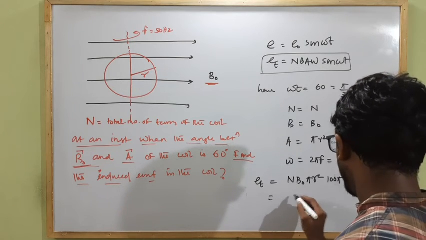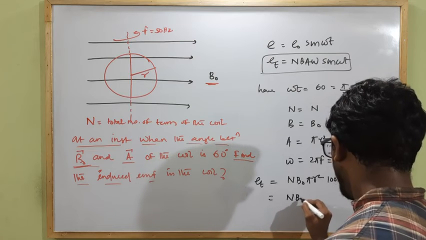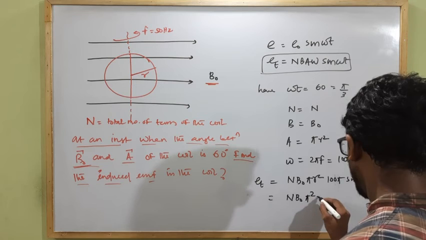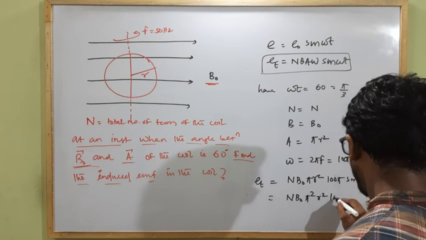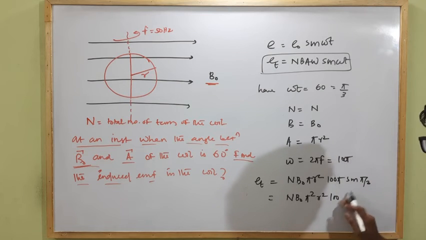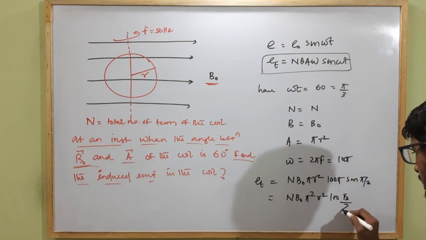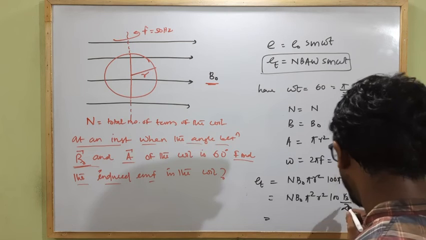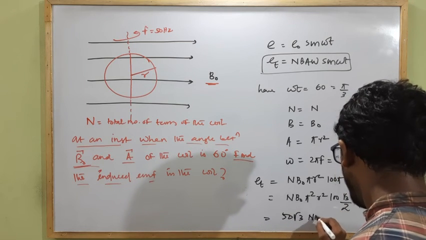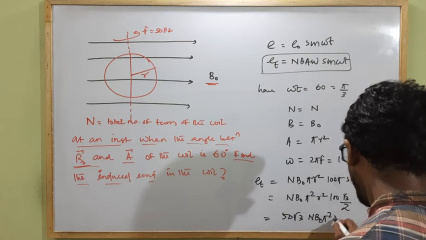So it will be n B naught pi square r square into 100. What is the sin 60? It will be root 3 by 2. Root 3 by 2. So the instantaneous induced EMF will be 50 root 3 n B naught pi square r square volt.